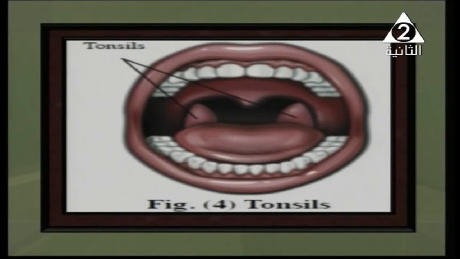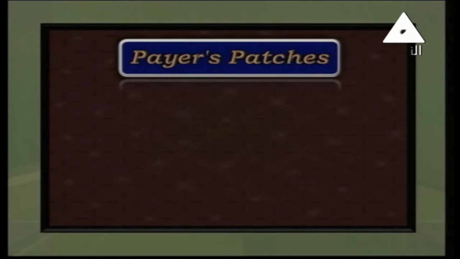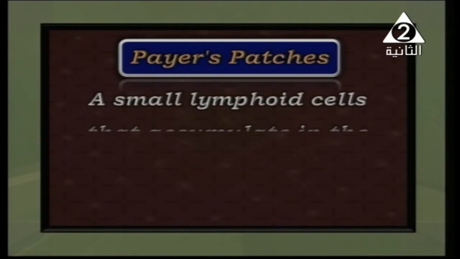So remember that the tonsils have an important role of what? Preventing the pathogens from entering through what? Air and food. Yet we have also Peyer's patches. We have what? Peyer's patches.